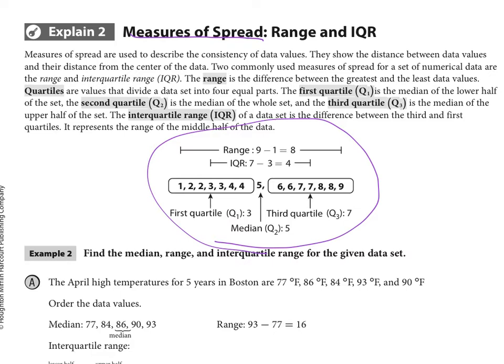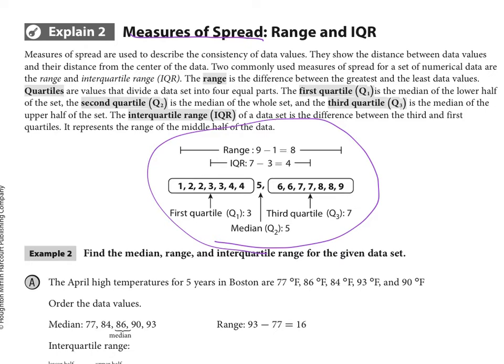So measures of spread are used to describe the consistency of data values. Remember, we said that Kim was not a consistent bowler because her scores went all over the place. This spread will tell us about those scores. So they show the distance between data values and their distance from the center of the data. 2 commonly used measures of spread for a set of numerical data are the range and interquartile range.